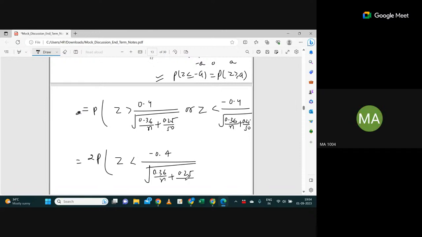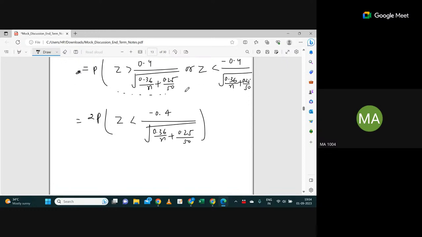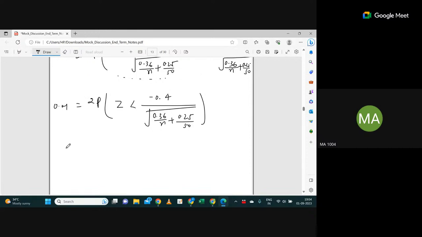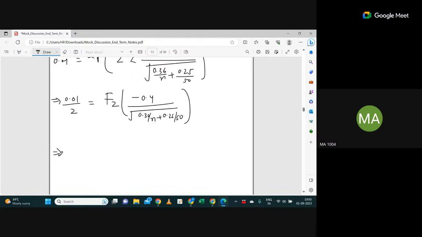Yes. Because yes, I can write this quantity as a less than sign, and if you split this absolute value sign, I will get two times. And this was 0.01. It will be 0.01 divided by 2, and it will be fg minus 0.4 over square root of 0.36 divided by n plus 0.25 divided by 50. Right? So it's 0.01 divided by 2.